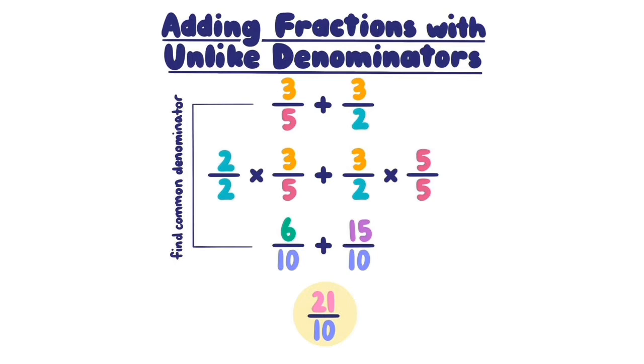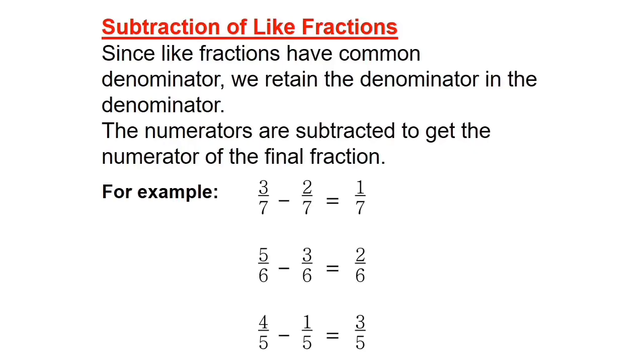Adding fractions with unlike denominators. For example, 3 by 5 plus 3 by 2. First, we find the common denominator, so we multiply 2 by 2 with 3 by 5 and 5 by 5 with 3 by 2. Hence, we get the answer as 6 by 10 plus 15 by 10, which equals 21 by 10.